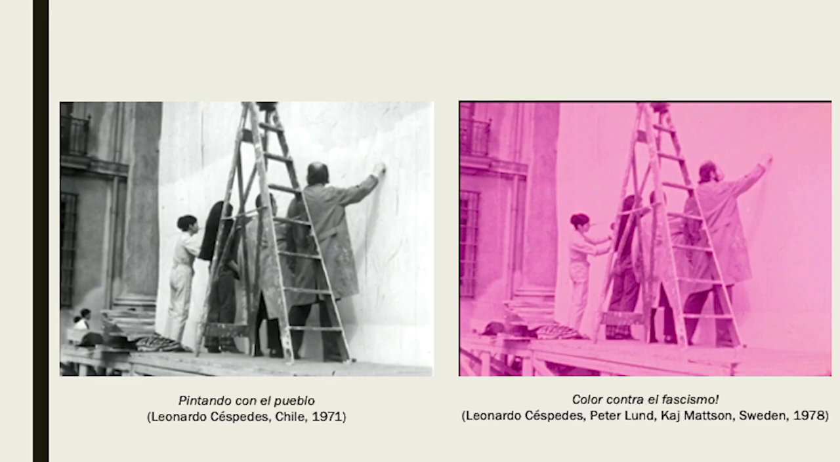And Balmes had been making murals before in Chile during the Allende government. In fact, Leonardo Céspedes, who's one of the three directors of this documentary, had made a previous film in Chile about the making of the murals. So in this new film, Color contra el Fascismo, you will see that he incorporates footage from this previous film that was made in 1971, Pintando con el Pueblo.